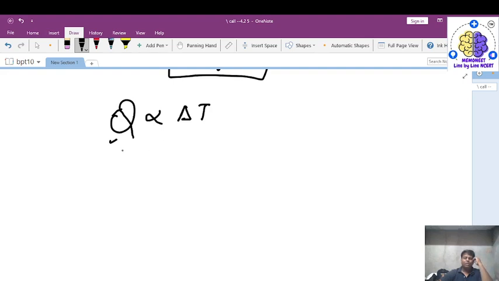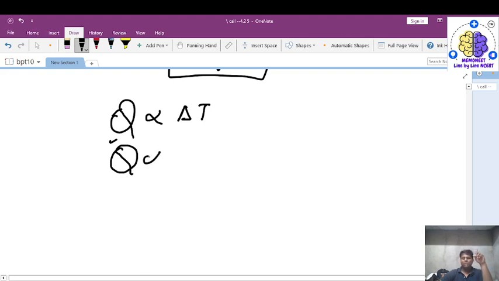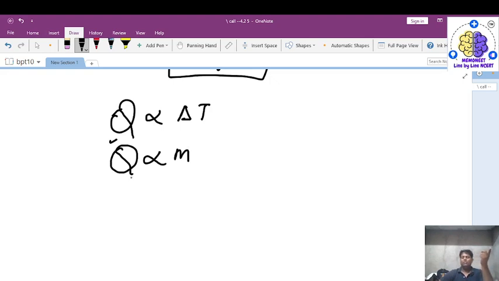Now, for the same change in temperature, if mass is increased, you will have to supply more heat to that substance, right? So the amount of heat required to change the temperature of a substance, for the same change in temperature, will also increase if we increase the mass of the substance, right?